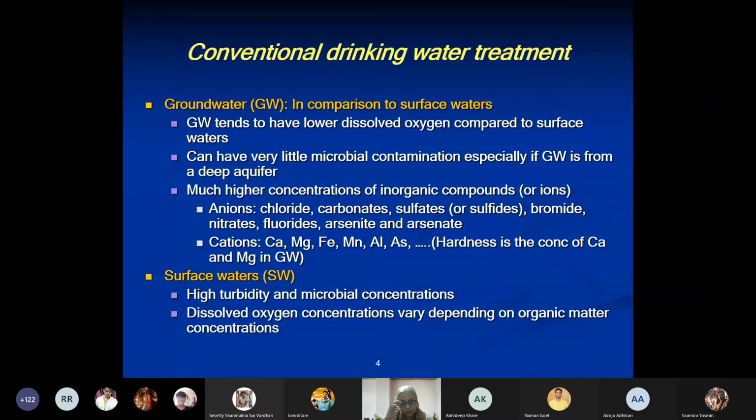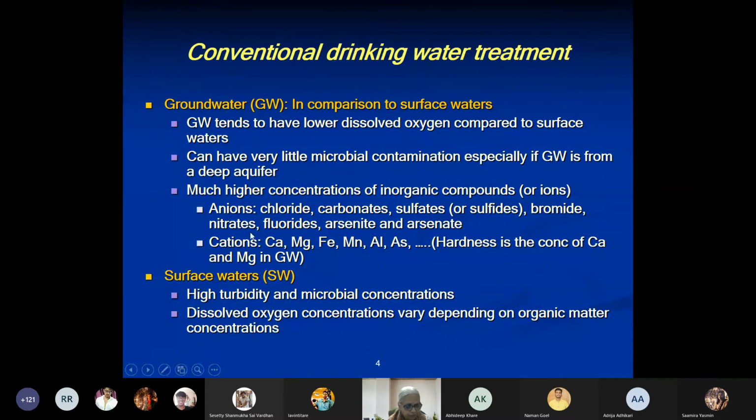Then we come to higher concentrations of inorganic compounds. So inorganic compounds or ions, let's take a look at the inorganic ones, anions and cations. Anions are chloride, carbonate, sulfate, sulfide. If it is reducing condition, so if it is completely anoxic, let's say the dissolved oxygen goes to zero, if it's very deep groundwater, so if the water is very deep in the ground, it's completely out of contact with dissolved oxygen, you won't have sulfates, you'll have sulfides. Then you will have other minerals. You'll have bromide, nitrate, fluoride, arsenite, arsenate. All these can be found in groundwater.